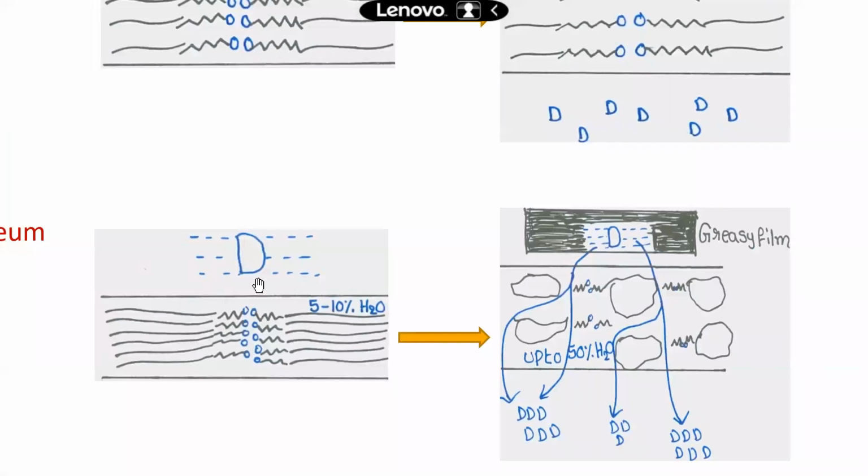Actually, friends, under normal conditions at room temperature, the moisture content in the stratum corneum is just 5 to 10%. Meaning, if we collect the stratum corneum and its dry weight is 100 grams, then out of 100 grams, 5 to 10 grams is occupied by water. Due to the very small amount of moisture, the fibers are tightly, densely packed. Due to this dense packing, the aqueous drug solutions are unable to penetrate.